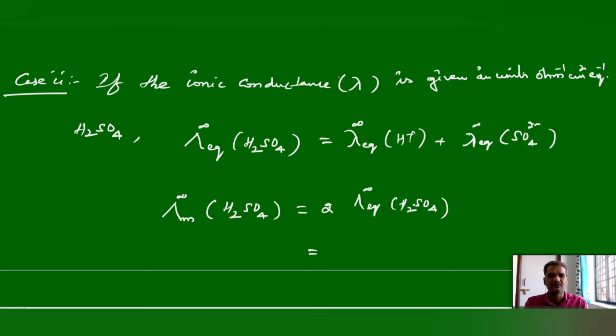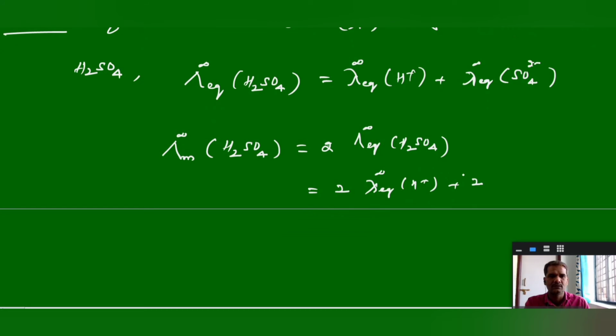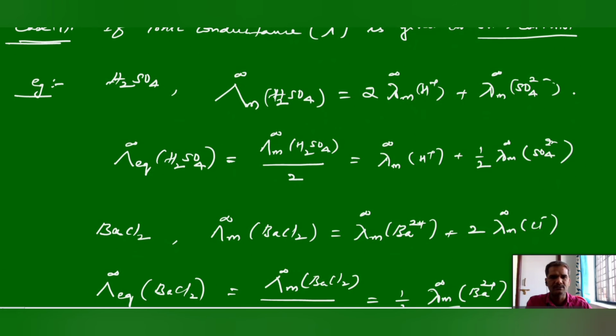Then what is the H2SO4 equivalent conductance? That is twice the ionic conductance of H plus, and twice the ionic conductance of SO4 2 minus, these two. Now you can see the difference, molar conductance of H2SO4 here and molar conductance of H2SO4 here. So here 2 times H plus and one time SO4 2 minus.